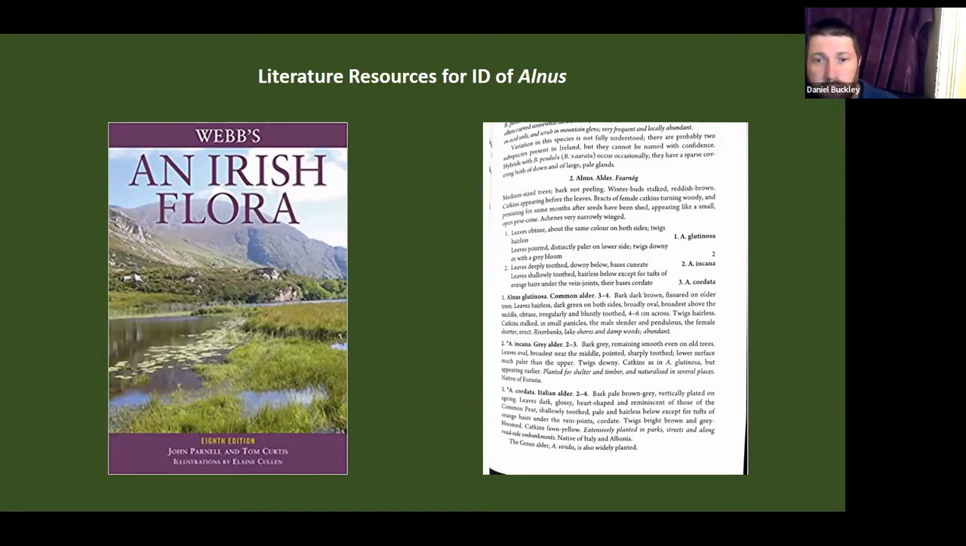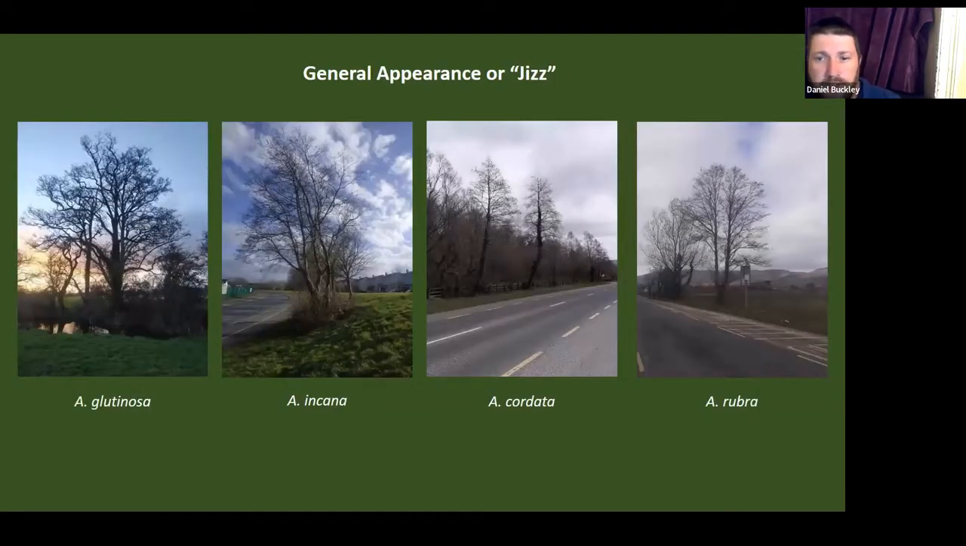So I'm going to go through the key features to separate the species out now. The first thing I'm going to talk about is the general appearance of these species, or the jizz, to borrow a birding term. Alders have a common, unifying growth pattern, in that they're compact in shape. But with Alnus glutinosa, when you're looking at it from a distance, it can be quite dark-looking, and the outer branches can be quite purplish. What I also notice in comparison to the other three species is the outer branches are much more chaotic.